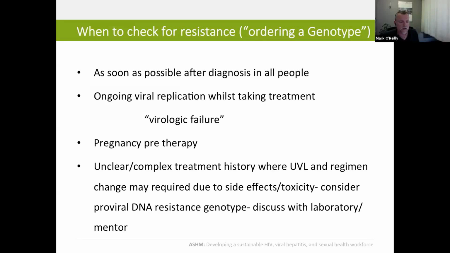In the context of pregnancy and when they're about to initiate therapy, it's important to arrange a resistance genotype. If they have an unclear or complex treatment history where they have an undetectable viral load and you need to make a change to the regimen because of side effects or toxicity, you could, as I said a minute ago, consider a proviral DNA resistance genotype. But that's one where you might want to talk to your mentor and have a discussion with your reference laboratory who will be conducting the resistance test for you.